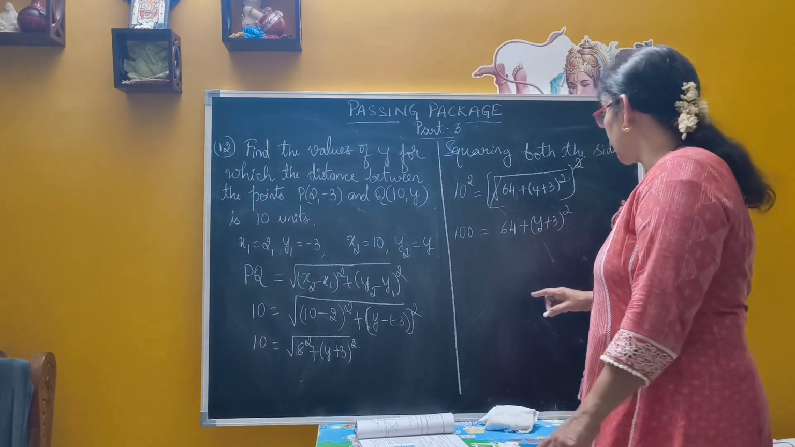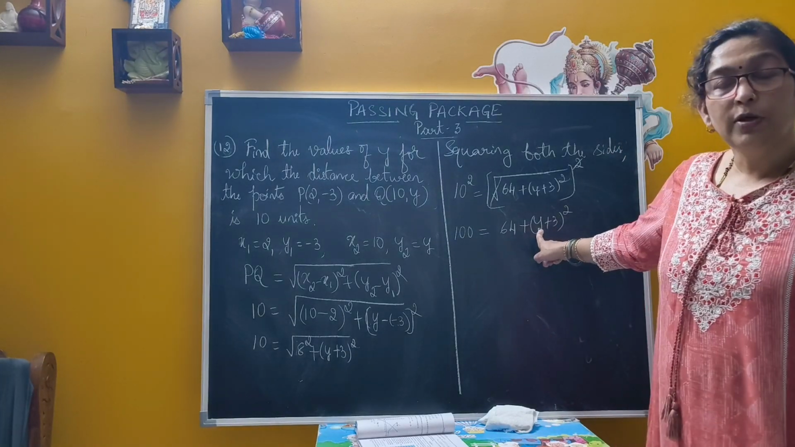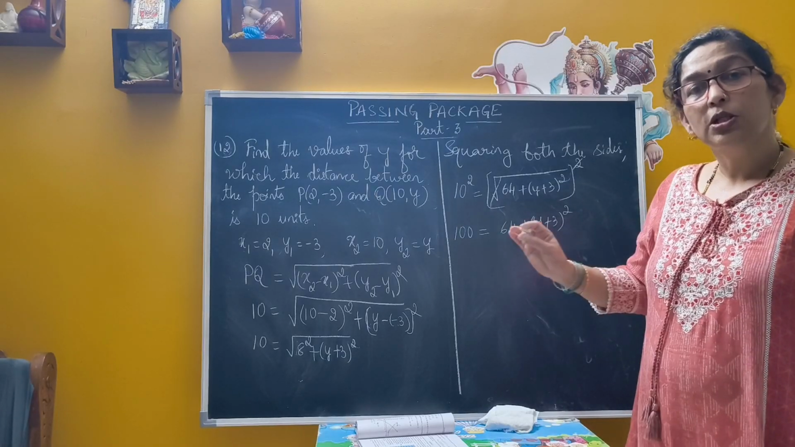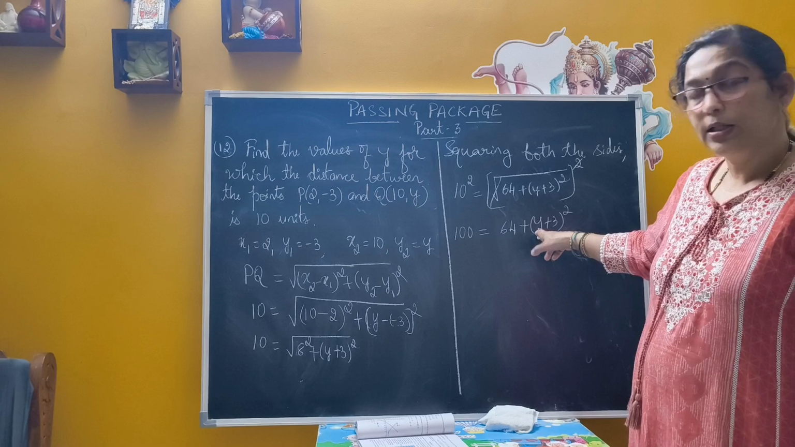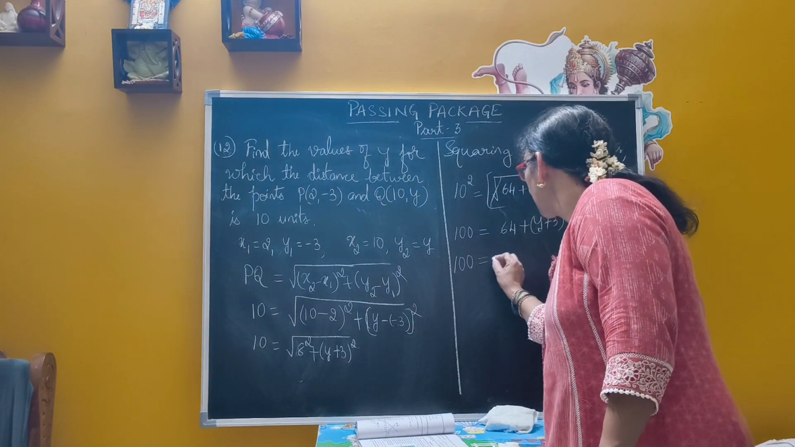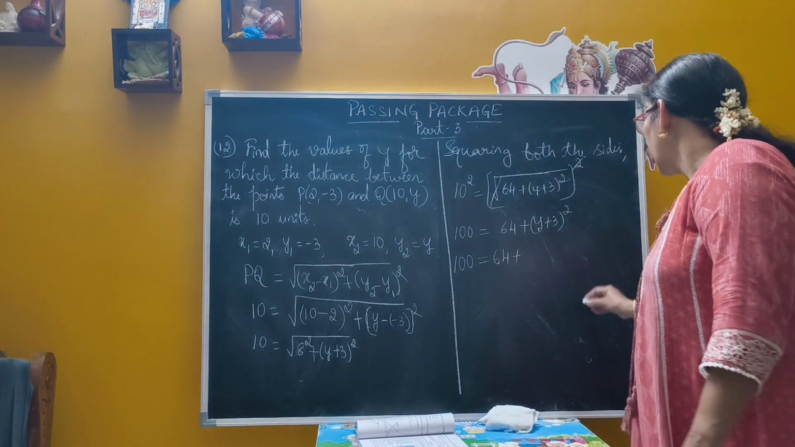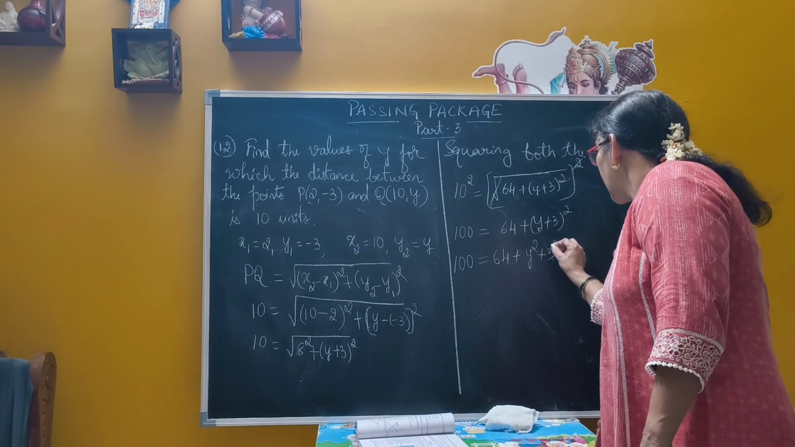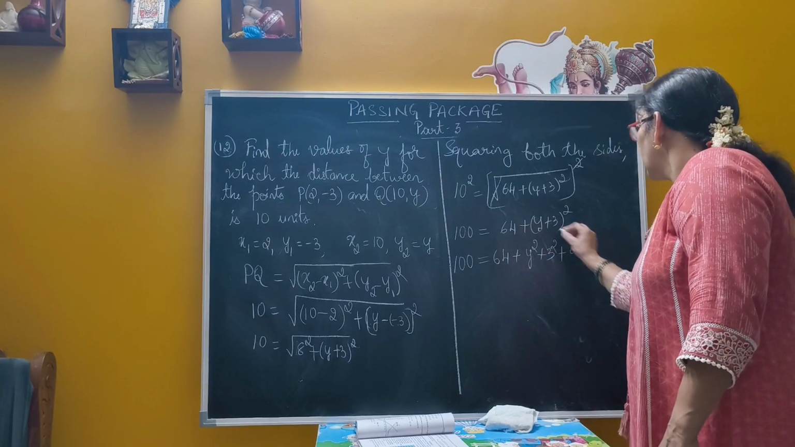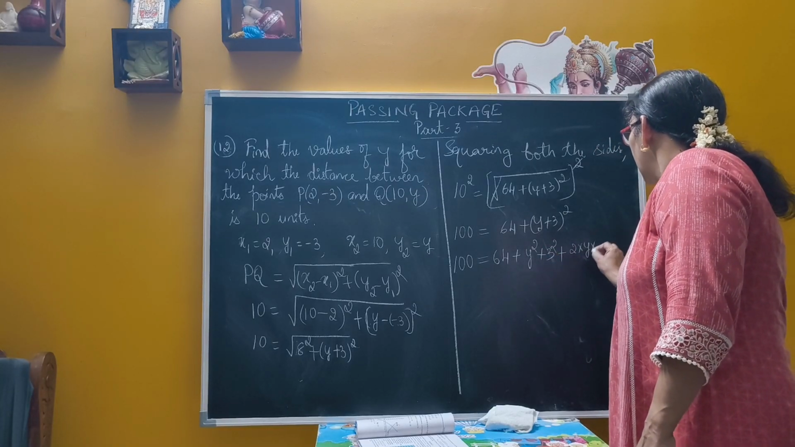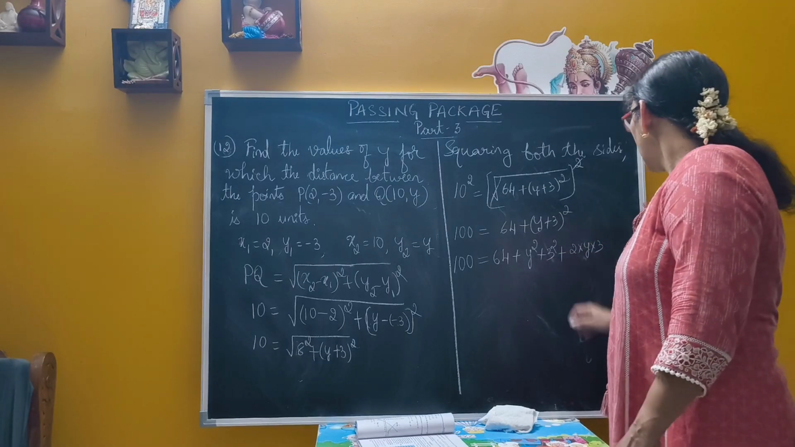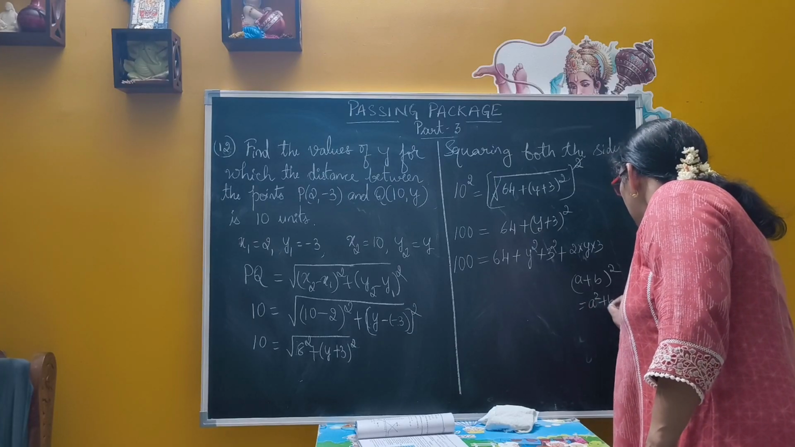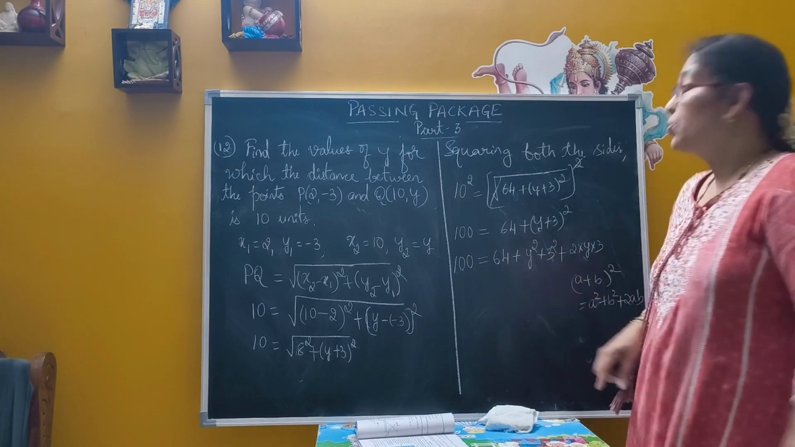Now simplify this. So (y + 3) whole square is of the form (a + b) whole square. What is (a + b) whole square? a square plus b square plus 2ab. Let us use that formula. So 100 is equal to 64 plus a square, which is y square, plus b square, which is 3 square, plus 2ab, which is 2 into y into 3. The formula is (a + b) whole square is equal to a square plus b square plus 2ab. This is the formula we have used.